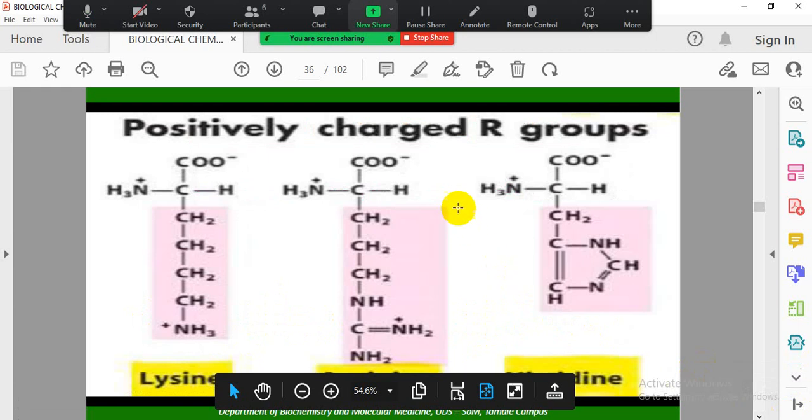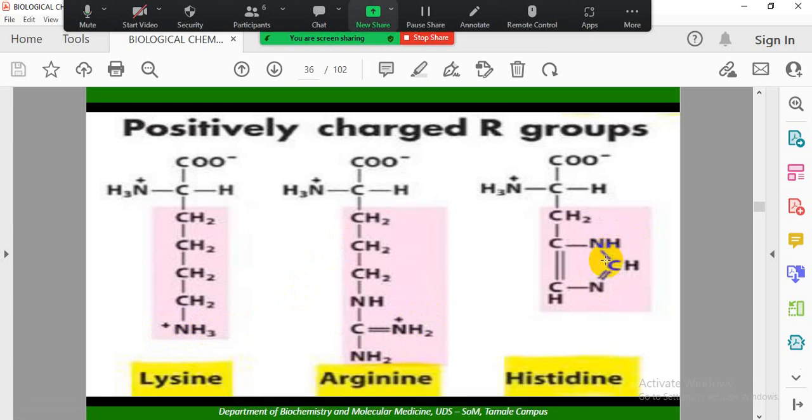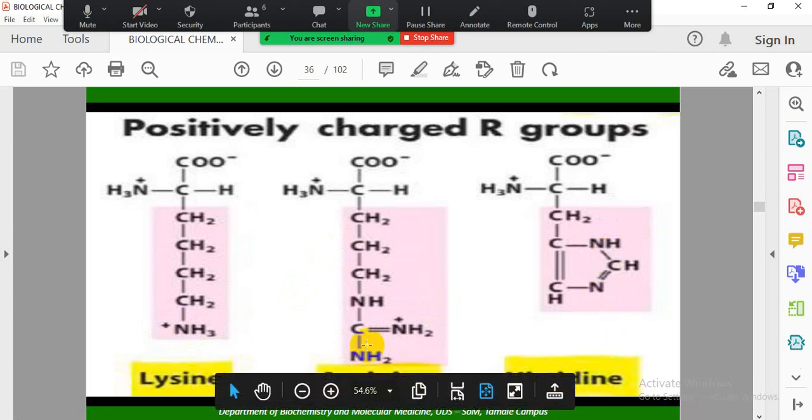Okay, so positively charged R groups. The positively charged R group means that there is a positive charge in the side chain. So you can see the amino group over here is positively charged. Over here, the amino group is positively charged. Over here too, there's a positive charge, but we didn't show. So this is histidine, this is lysine, and this is what? Let me see the structure. Something is covering it. Okay, this is arginine.